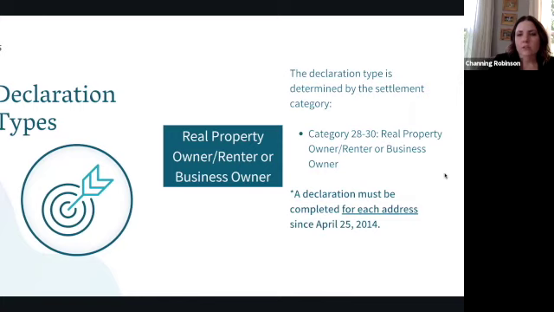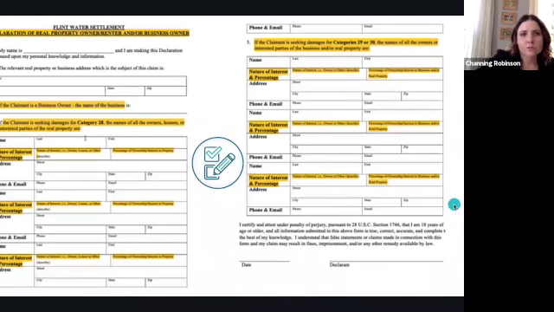And this declaration, you complete one for each Flint residence or business address from April 25, 2014 to date. So if you've lived in 3 different places since April 25, 2014, you will need to complete 3 of these forms. Okay. And on each one, in this prompt 2, you will identify the address for that form. So if you've lived in 3 different addresses, you'll have 3 forms. And in prompt 2, on each form, the address will be different.